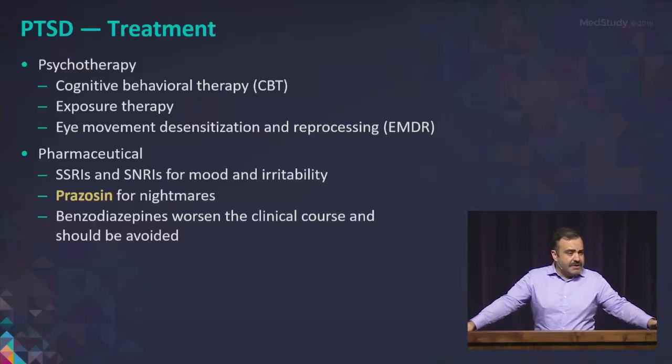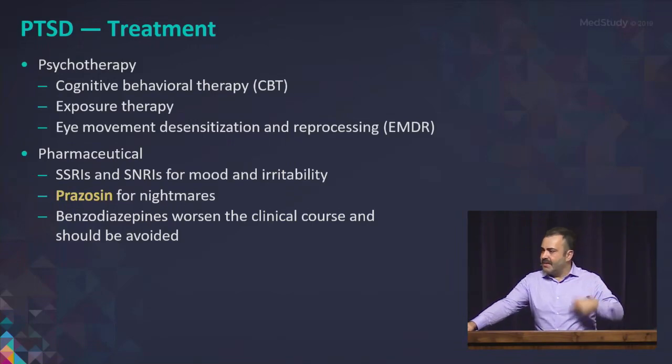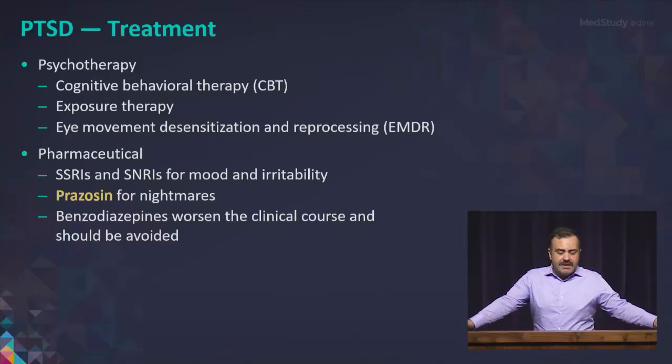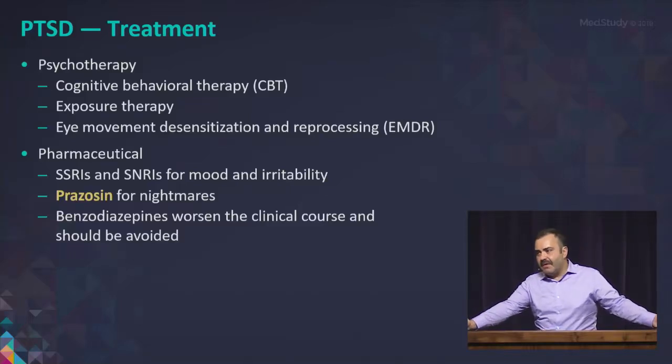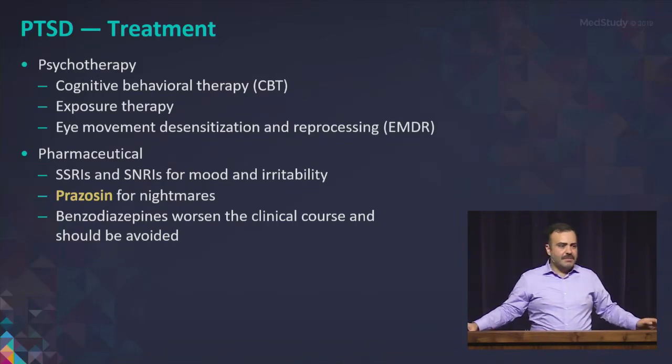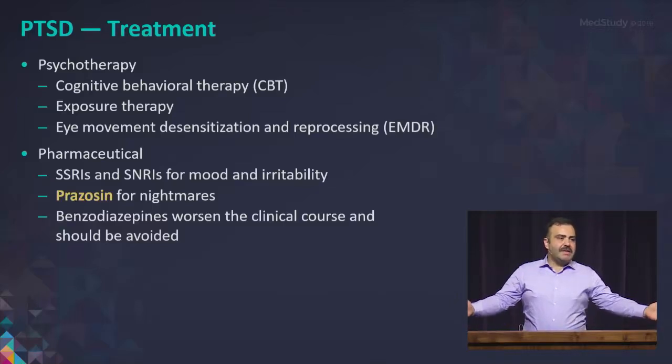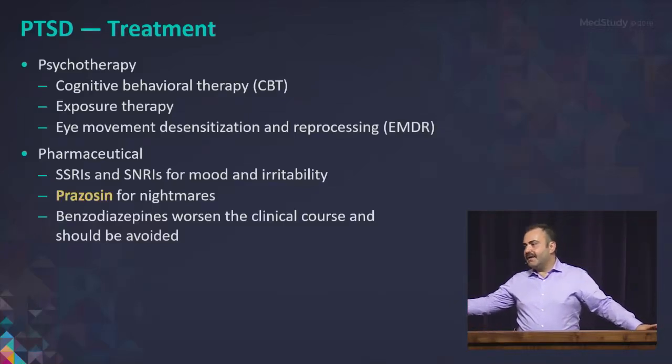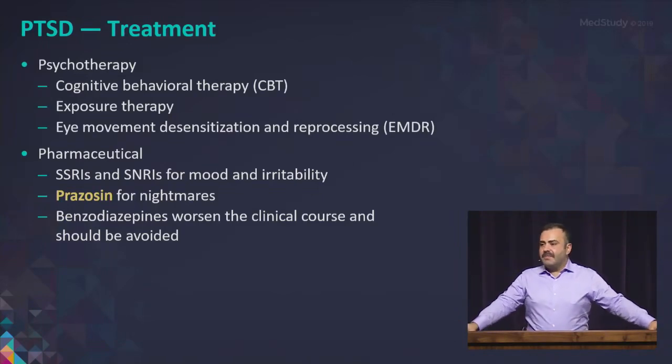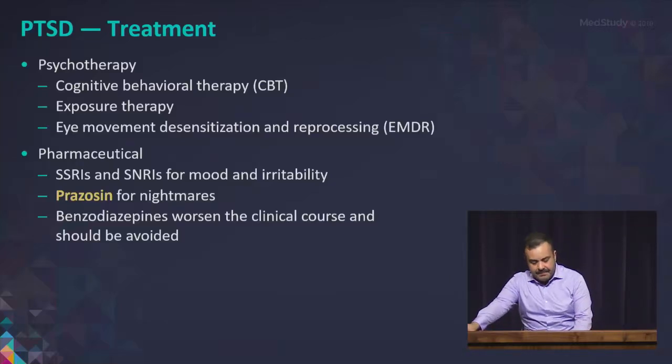We also have exposure therapy, which is going through the event with the patient over and over and over, to try to desensitize them to the event. In terms of medication, SSRIs and SNRIs are used for treating the mood aspects of the disorder, and prazosin is used a lot for treating the nightmares. I highly suggest that you stay away from benzos. You might see a lot of patients, mostly in rural areas, where the patient has PTSD, goes and sees his primary care provider, and the primary care provider starts the patient on a benzodiazepine, and actually that worsens the disorder.